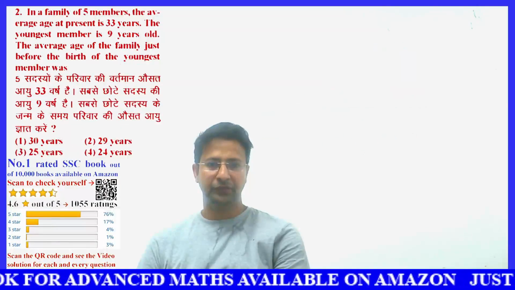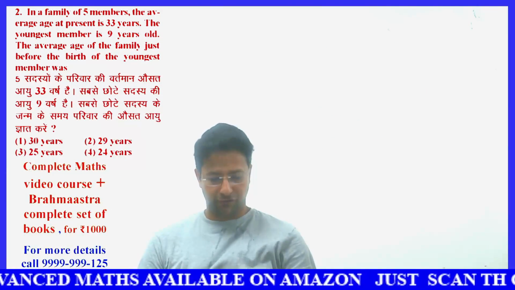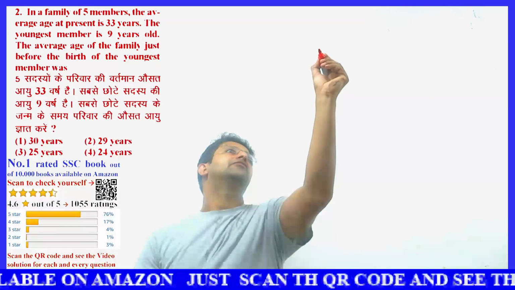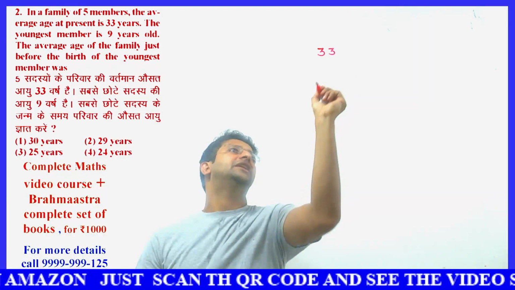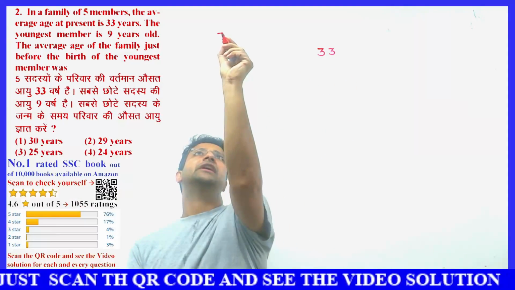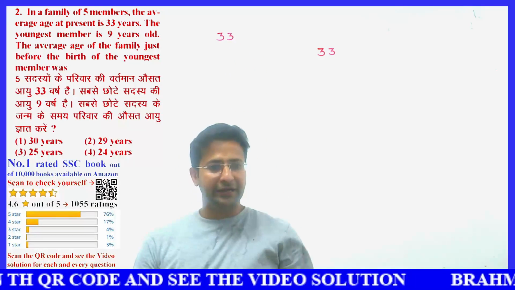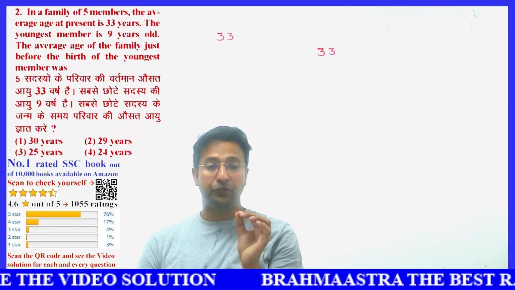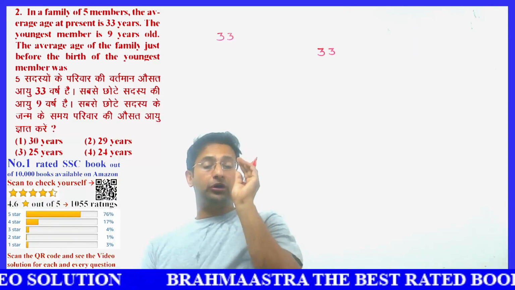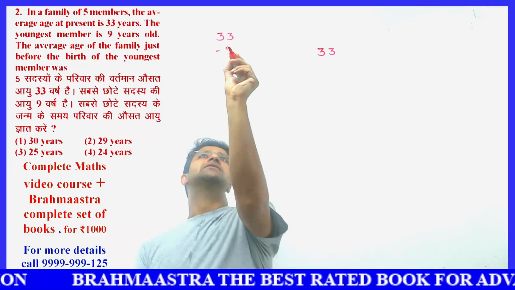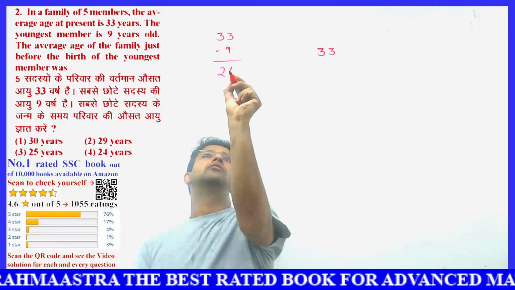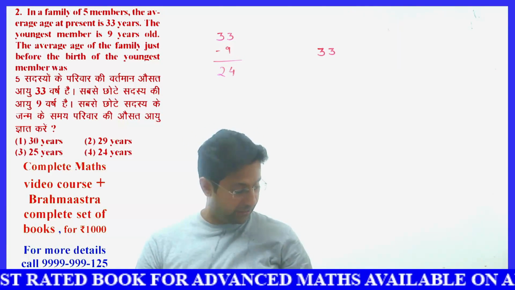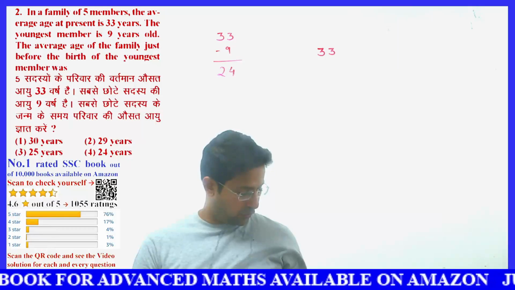Okay, the average age of a family of 5 members at present is 33 years. I will solve it with a direct shortcut, then I'll tell you the detailed method also. Right now it is 33 years. The youngest member is 9 years old. The average age of the family just before the birth of the youngest member is, so it means 9 years ago, so minus 9, you will get 24. This is the average age when the child was born.